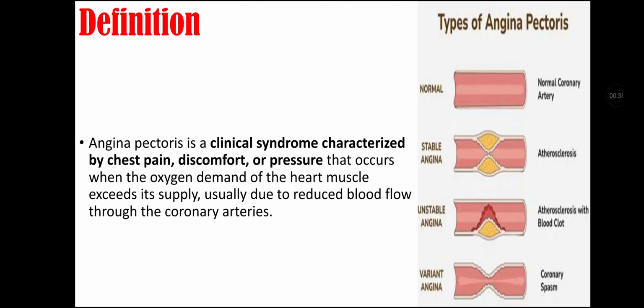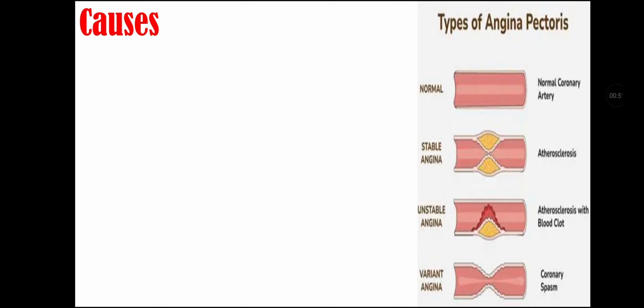Definition of angina pectoris. Angina pectoris is a clinical syndrome that is characterized by chest pain, discomfort, or pressure that occurs when the oxygen demand of the heart muscle exceeds its supply. It is usually due to reduced blood flow through the coronary artery.